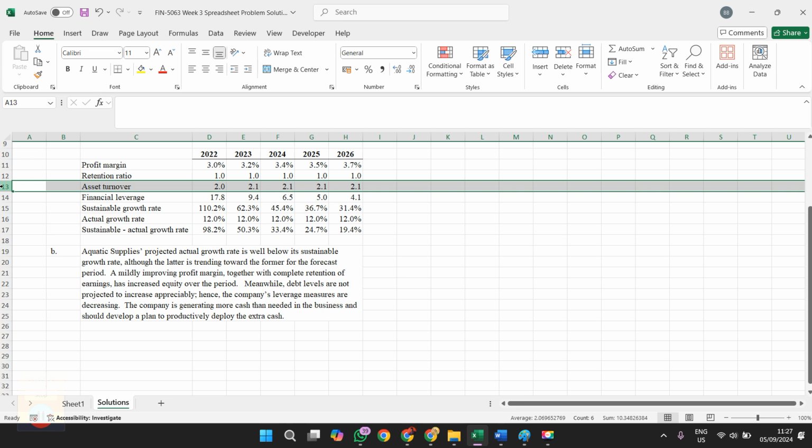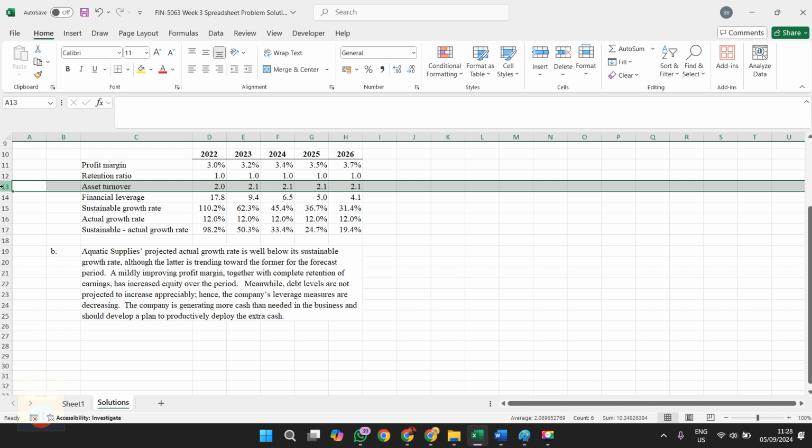Then financial leverage. If you cross check financial leverage, it is continuously decreasing. Financial leverage should be decreasing because it mostly depends on the debt. As the value is decreasing, it clearly shows that the company's debt is decreasing. As the company's debt is not increasing, the financial leverage will be reducing. So it's a good sign, as the company's debt is reducing.